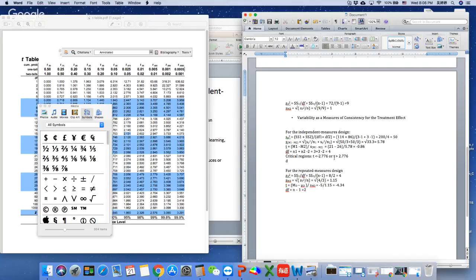And then we can know the decision here: not in the critical region. So we know P is greater than 0.05, right? Means not significant.